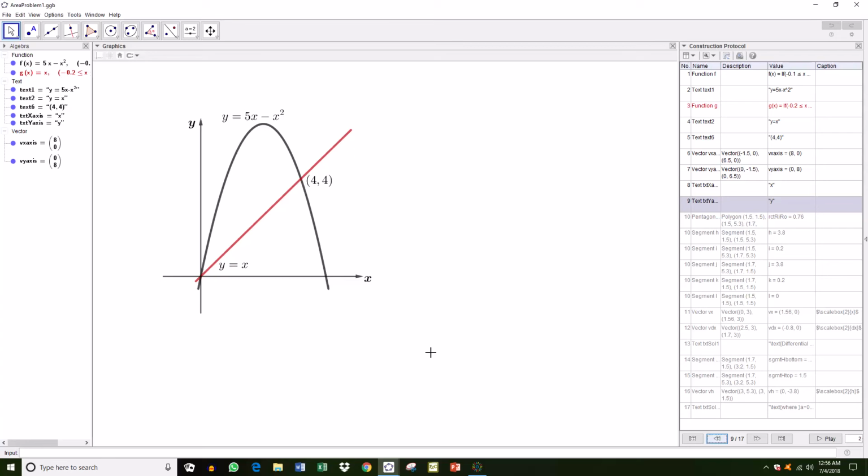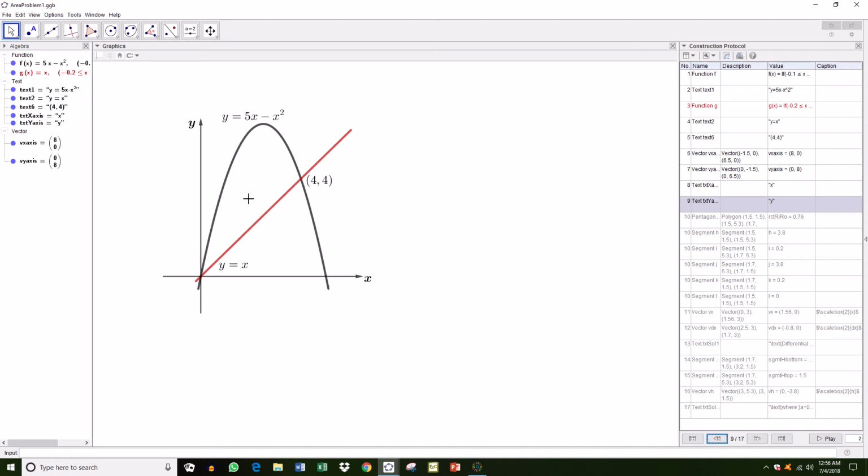So this is part two of area between curves, and I'm going to solve two problems to illustrate the concept of area between curves. Please take a good look at this picture. What we have is a parabola and a straight line, and we are expected to find the area between these two curves.